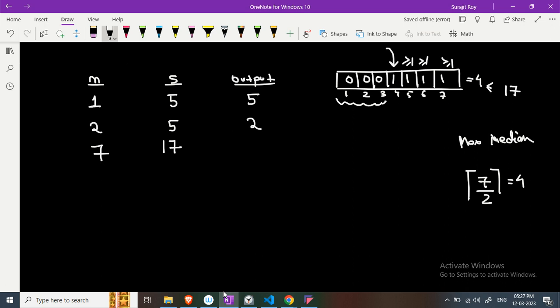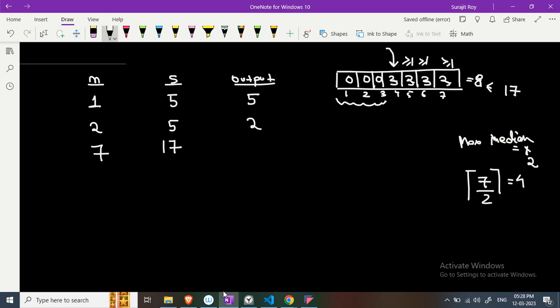4. 4 is less than equal to 17. Yes, so our maximum median can be 1. Now let's increase the median. So I am supposing that if the median is 2, what will be my sum? The sum will be 8. Is 8 less than equal to 17? Yes. So 2 can be my answer.